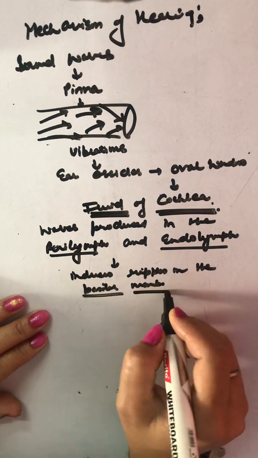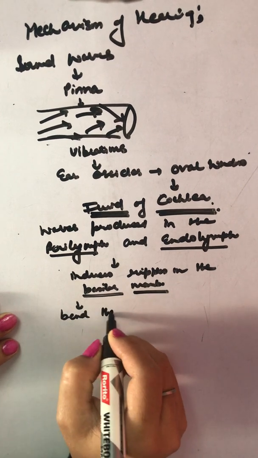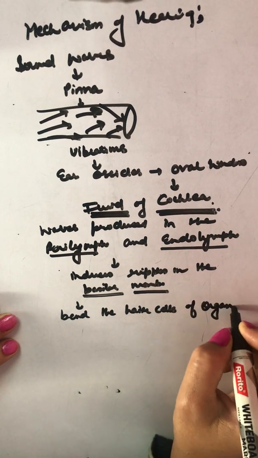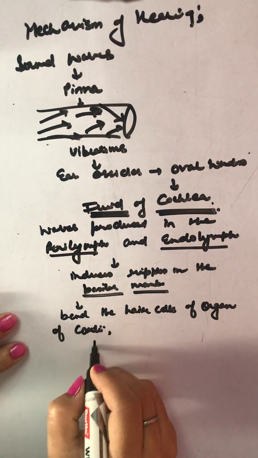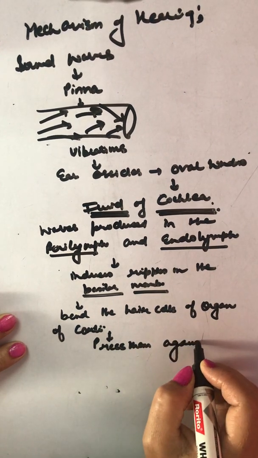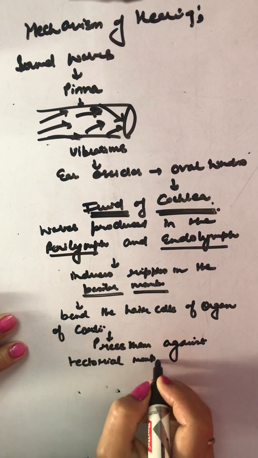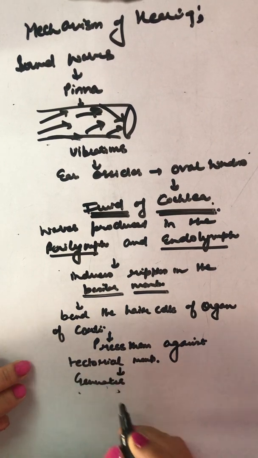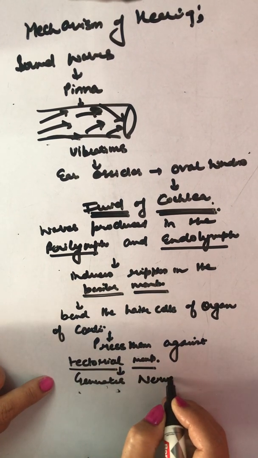Now, when the ripples are there in the basilar membrane, these will bend the hair cells of the organ of Corti, which presses them against the tectorial membrane, and this pressing generates the nerve impulse.